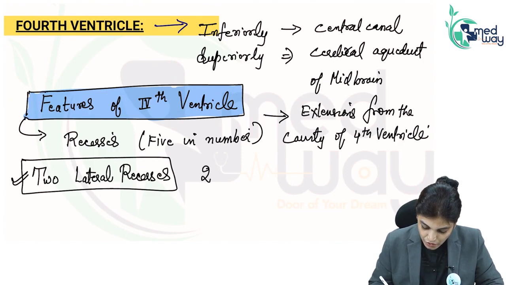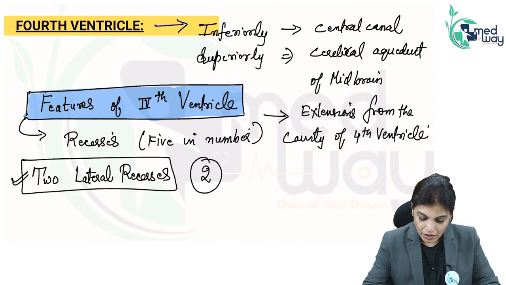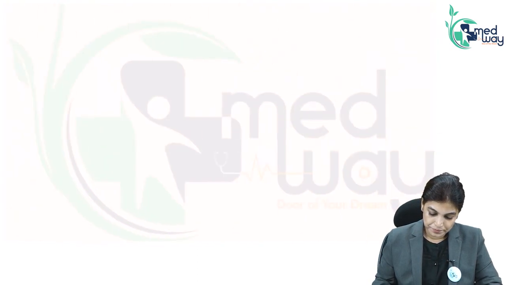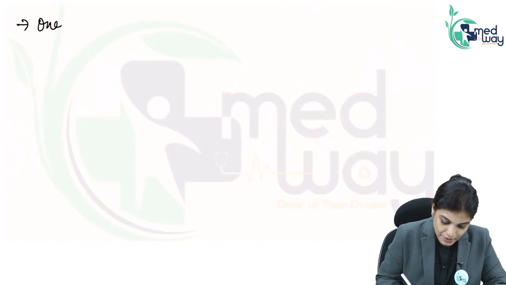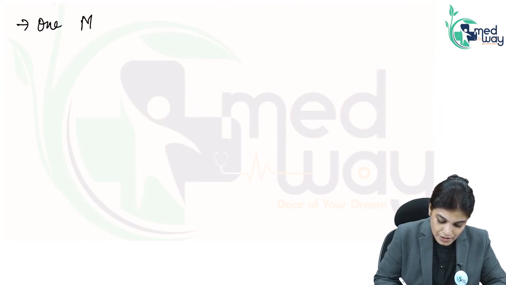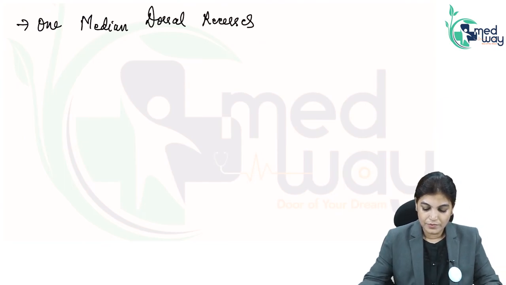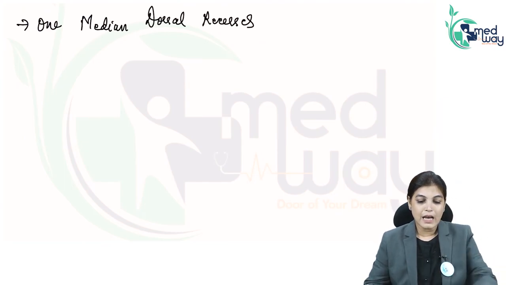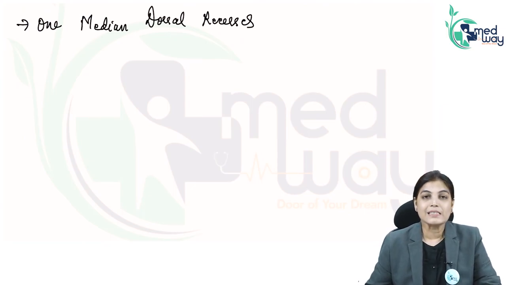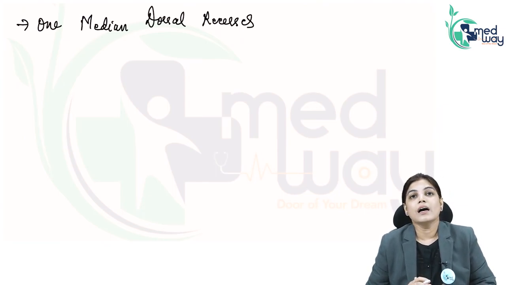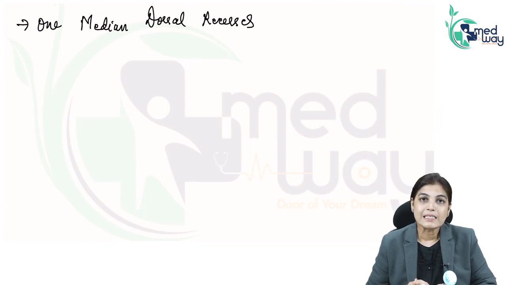So how many are done here? 2. A total of 5 is there, so we have 3 more. The next is one median dorsal recess. It extends into the white core of the cerebellum, and its location is just cranial to the nodule of the cerebellum.